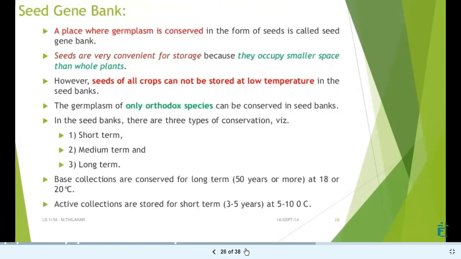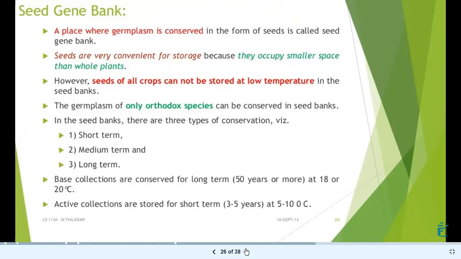First, seed gene banks. A place where germplasm is conserved in the form of seeds is called a seed gene bank. Seeds are very convenient for storage because they occupy smaller space than the whole plant. Seeds of all crops cannot be stored at low temperature in the seed banks. The germplasm of only orthodox species can be conserved in the seed banks.